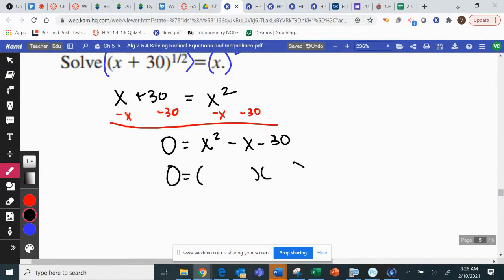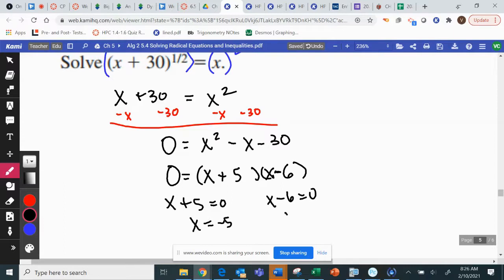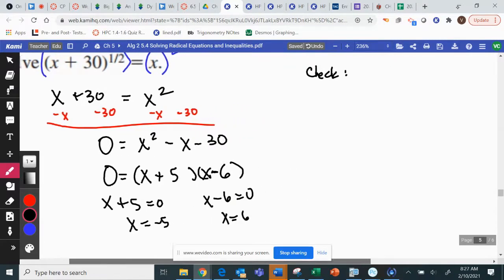So now I'm going to try to factor it because of x squared. 30 could be 5 and 6. And to get a -1 in the middle, I'll make the 6 the negative. So then we'll set each factor equal to 0, and I'm going to solve each factor to get -5 and 6. We need to check our answers. Since I did raise both sides to a power, it's possible that I have some extraneous solutions. So I need to check to see if I do.